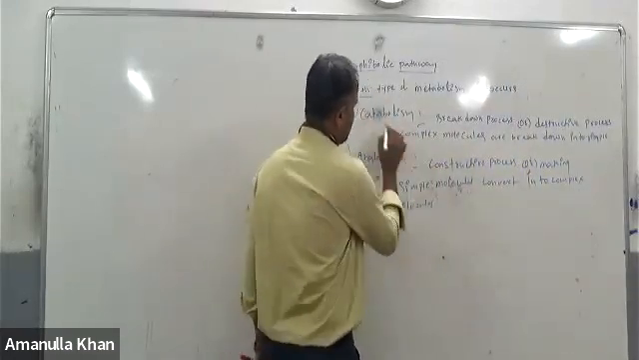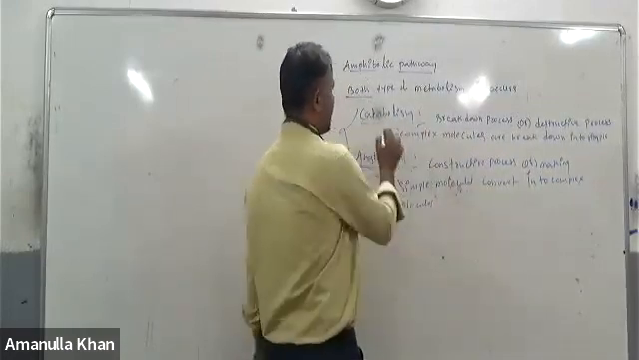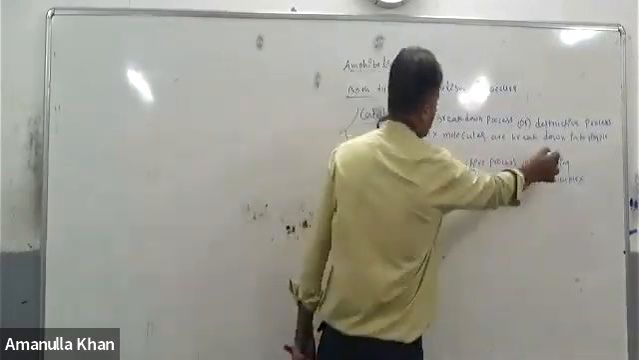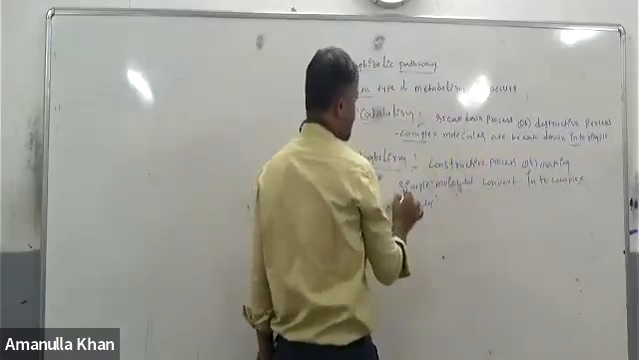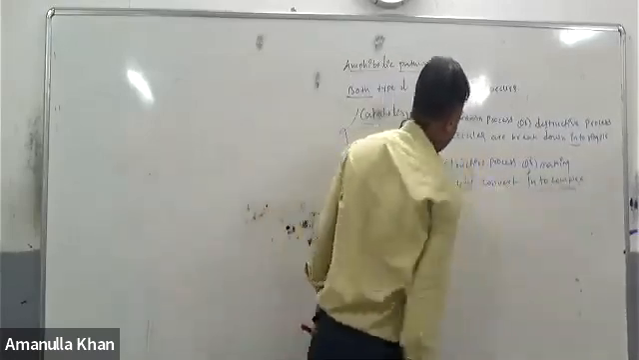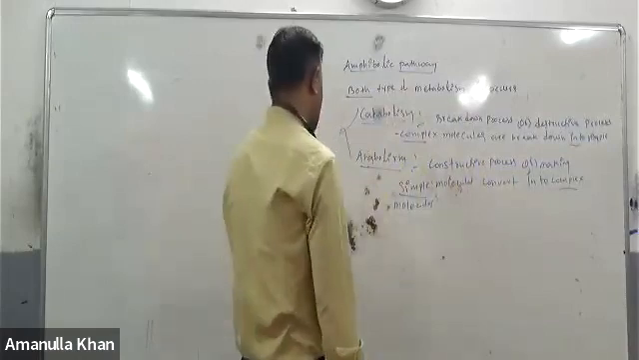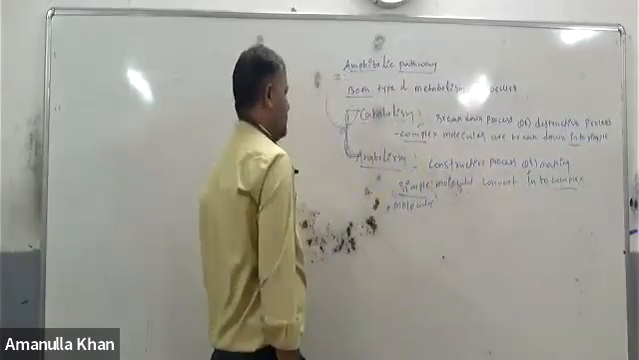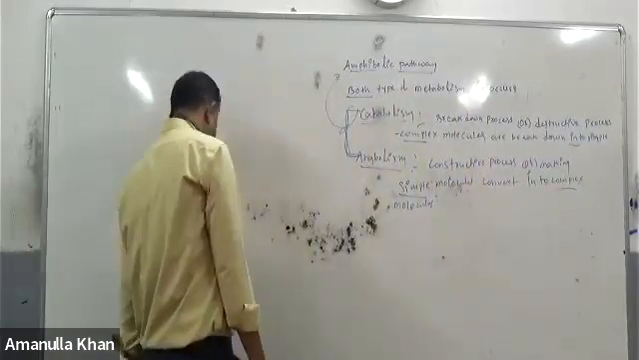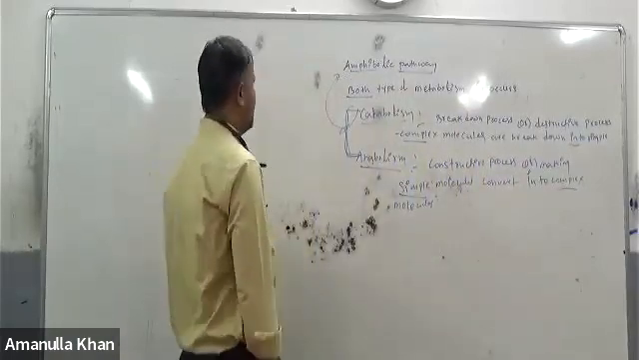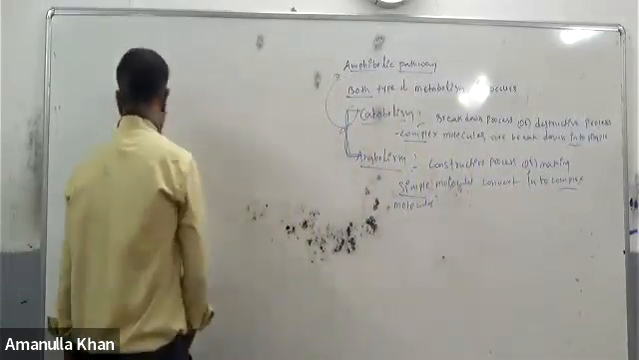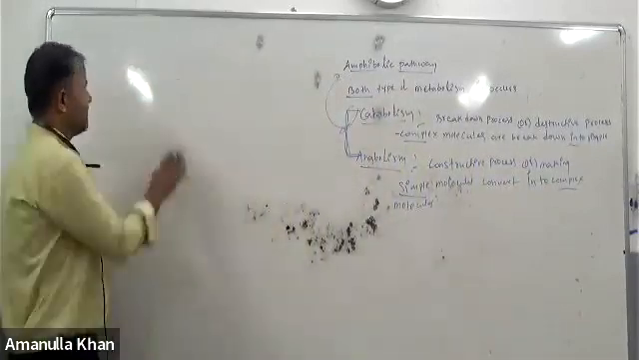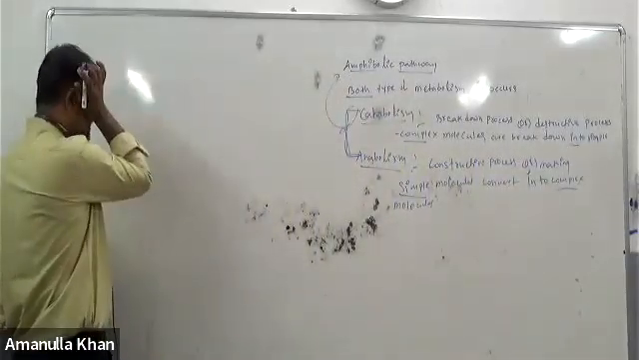These are opposite to catabolism, right? In catabolism, complex is converted to simple. In anabolism, simple is converted to complex. Both are opposite, right? So both types of metabolism occur in the amphibolic pathway.